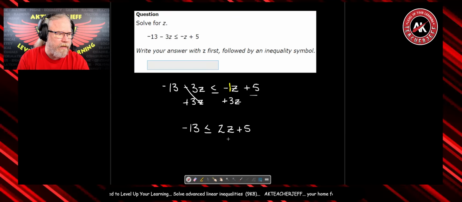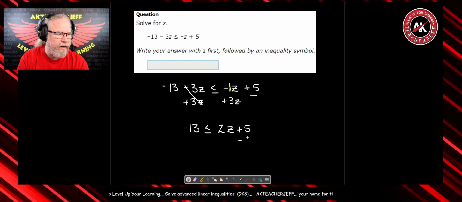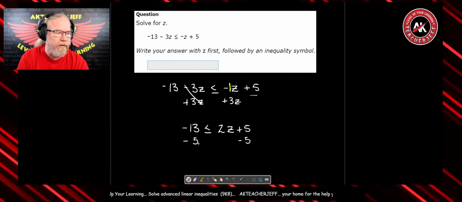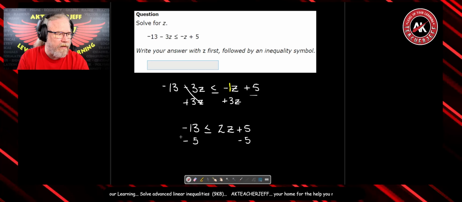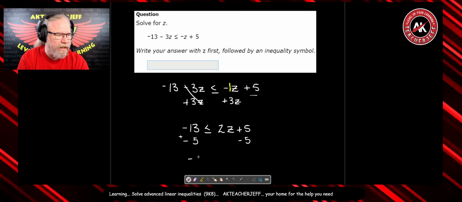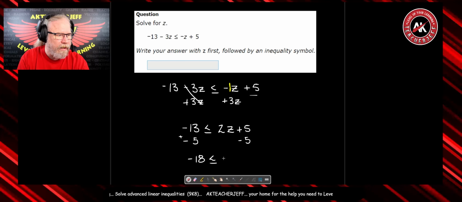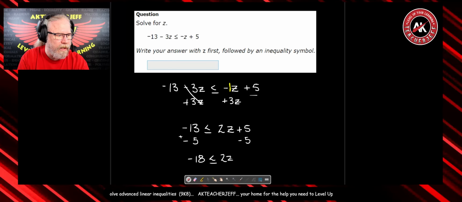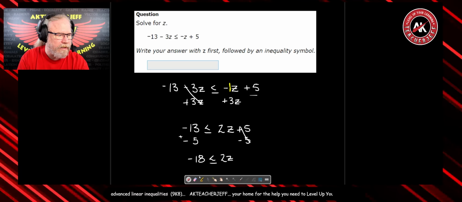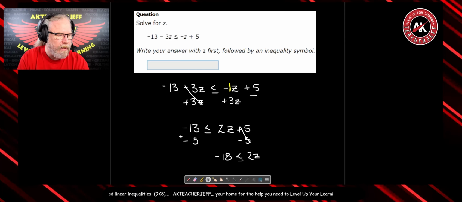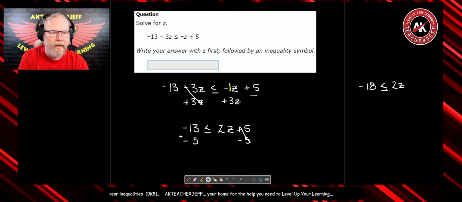Now let's go ahead and get rid of the positive 5 because I'm trying to isolate the variable z here. So let's get rid of that with a negative 5. And what we do to one side, we do to the other. Negative 13 plus a negative 5 is going to get even more negative and be negative 18. Bring down my sign. Bring down my 2z. And those will cancel each other. So now I end up with negative 18 is less than 2z.